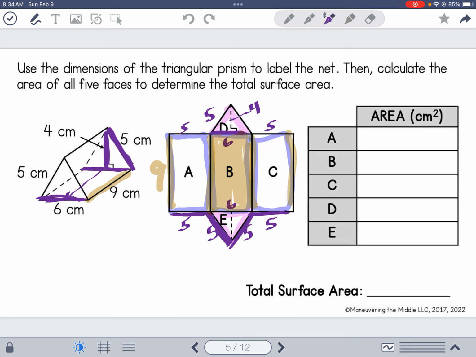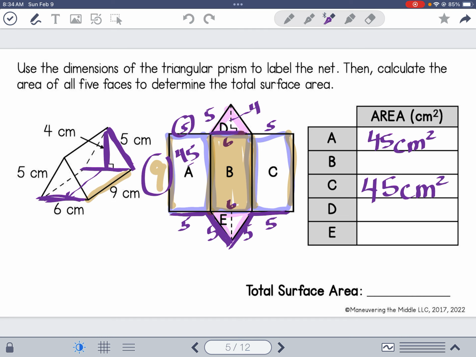So here we go. I'm looking at A, and A is a rectangle. I know the two dimensions on my rectangle for A is 5 times 9. And 5 times 9 is 45 centimeters squared. We know that C matches, so it's also 45 centimeters squared.